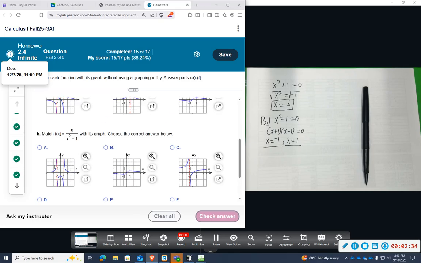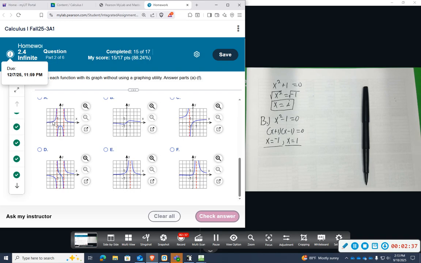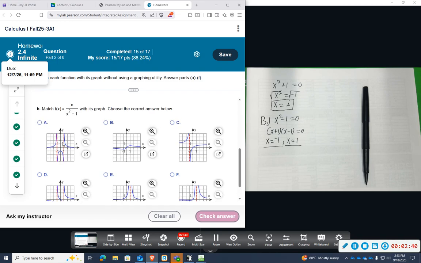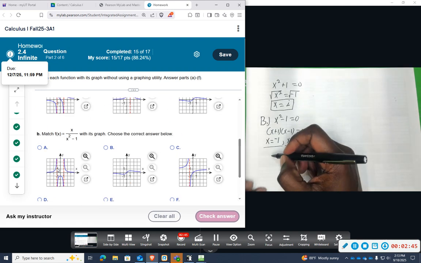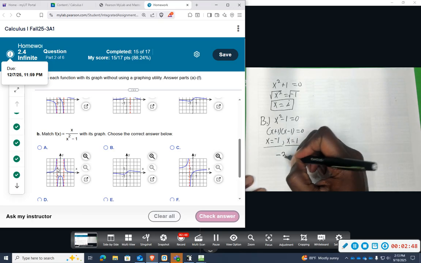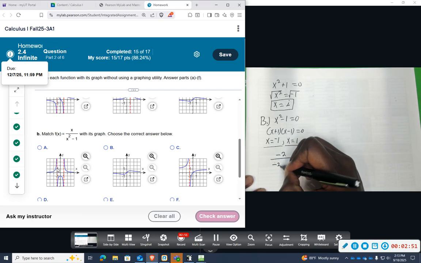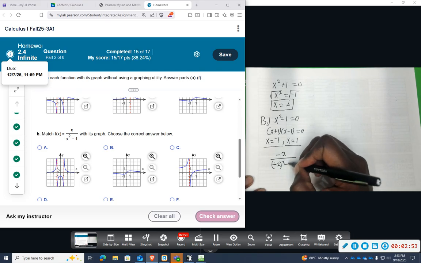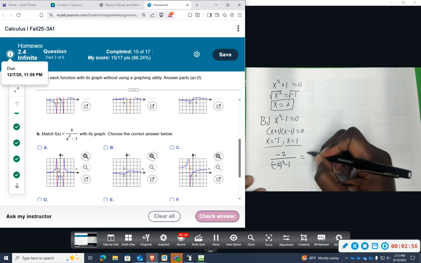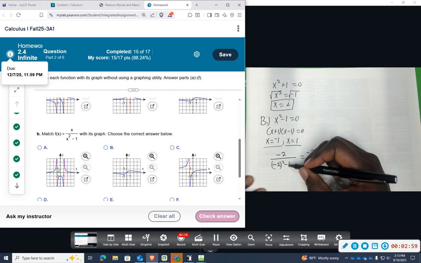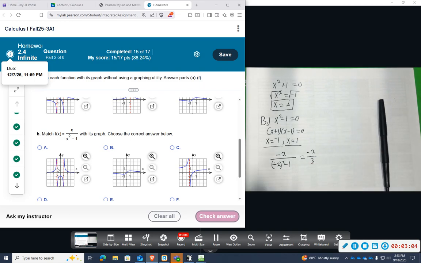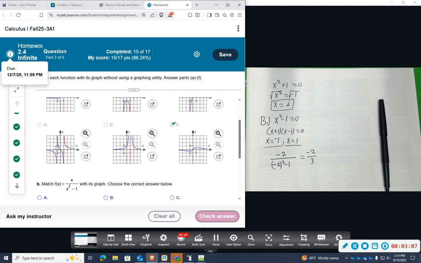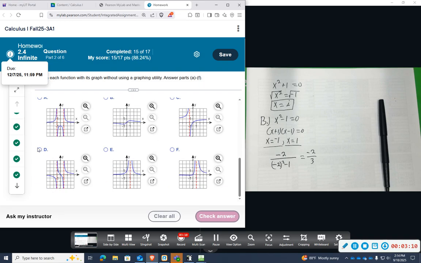So let's just go farther out and say negative 2. We're going to plug in a negative 2. If we get a positive value, we know A is our graph. If we get a negative value, we know B. So starting with that equation, we plug in a negative 2. We have negative 2 over negative 2 squared minus 1. Evaluating this, we get negative 2 over 4 minus 1, which is 3. So we get negative 2/3. The fact that we came out negative lets me know that D is the graph that will match this function.